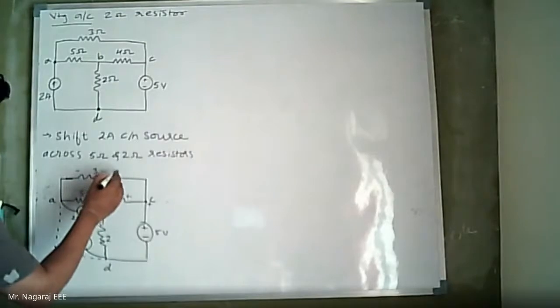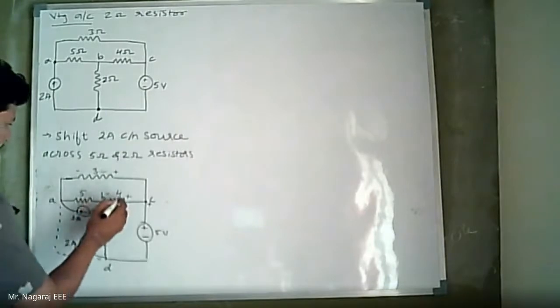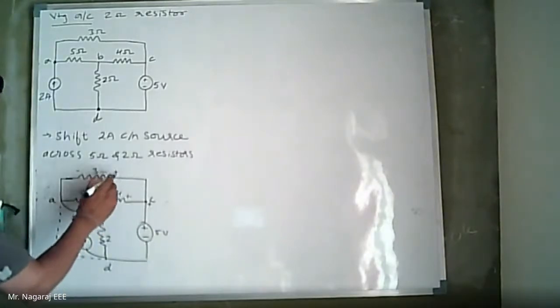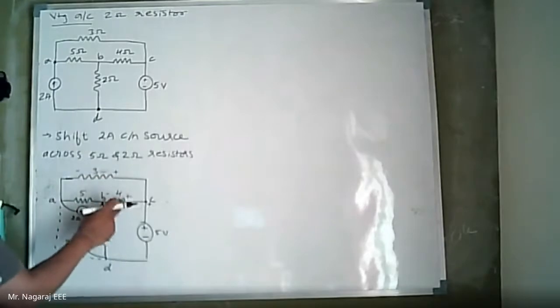Now, when I shift this voltage source beyond the node C, I should make sure that the terminal potential of the resistors connected to that particular node should retain the same polarity, not of the node but of the element. So I should be shifting in such a way that 3 ohm is at positive potential with this terminal, 4 ohm is at positive potential with this terminal. Okay, that is my requirement.